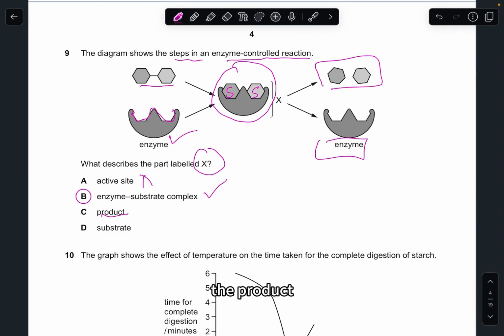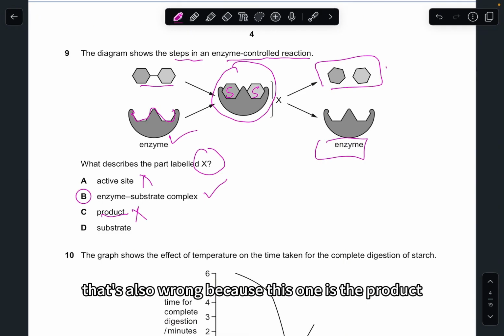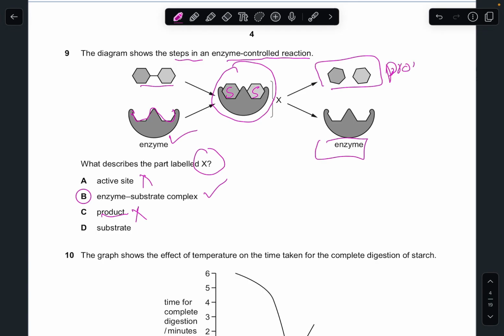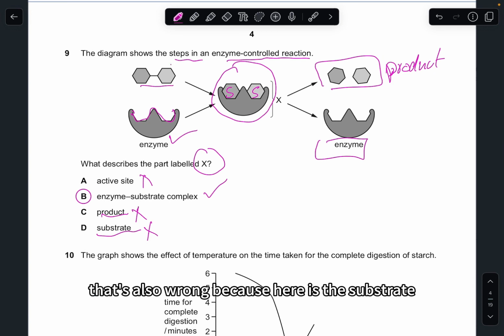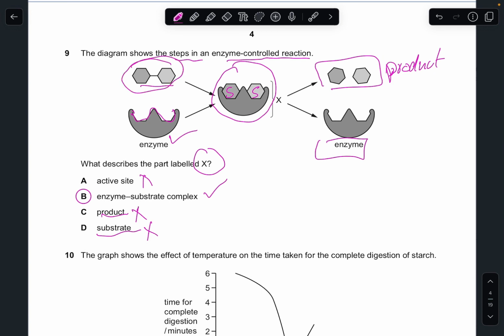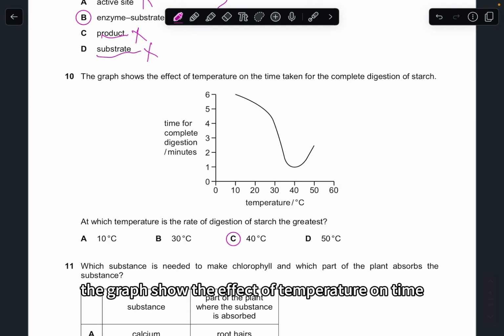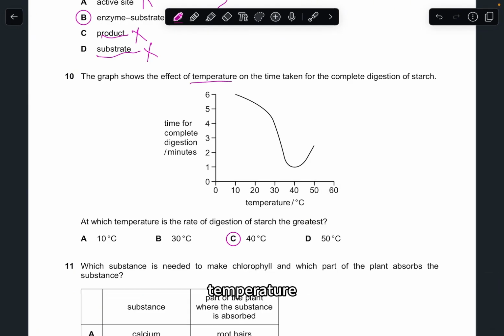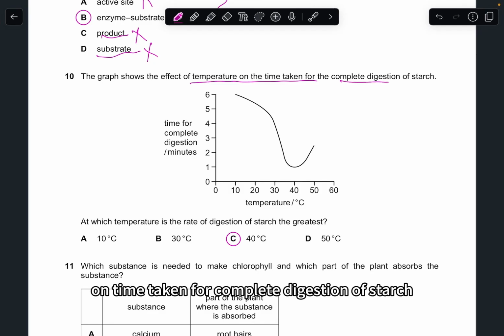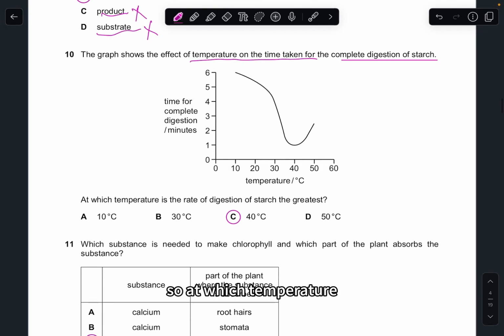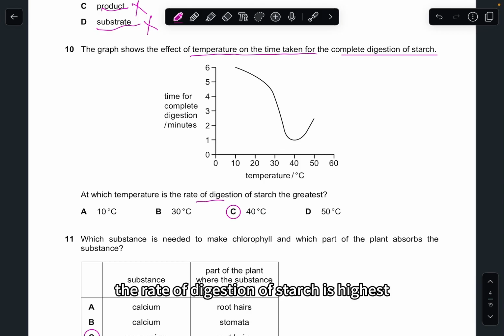The product, that's also wrong because this one is the product. The substrate, that's also wrong because here is the substrate. Question 10, the graph shows the effect of temperature on time taken for complete digestion of starch. So at which temperature the rate of digestion of starch is highest?